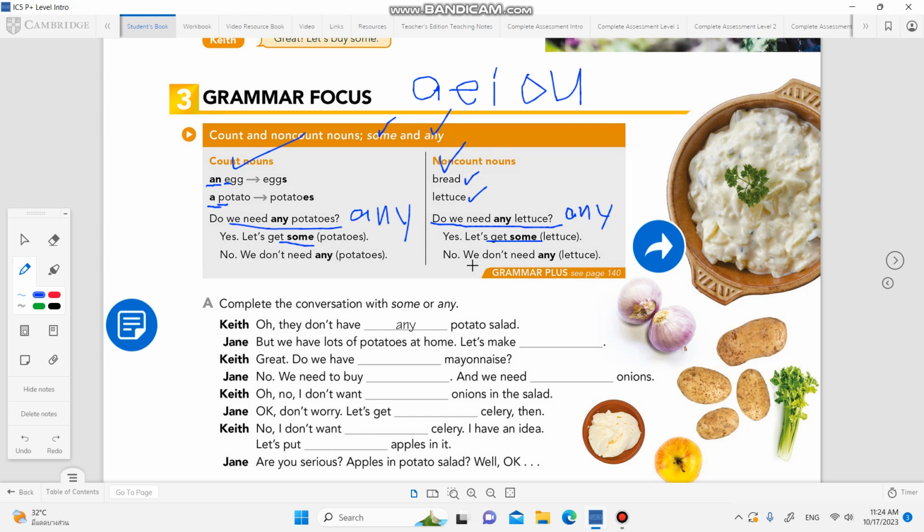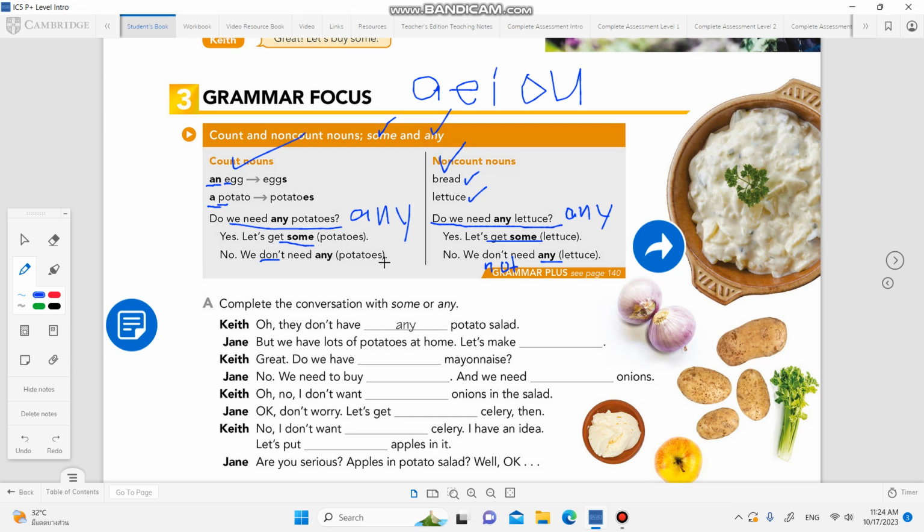Okay, this is another case. So we also use any for negative sentences. When we say negative, the word has not. I'll write it here. Not. All right. Same as this example: No, we don't need any letters. We don't, or do not. So we don't need any letters. Another example here: We don't need any potatoes.